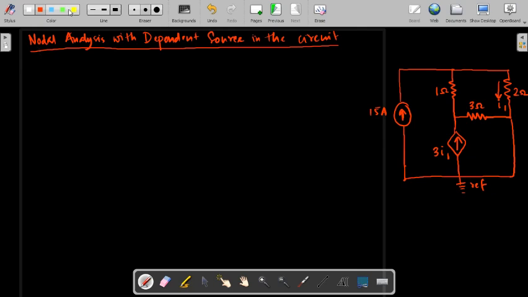By nodal analysis, what do we try to get? We try to find out the node voltages. So what we will do is first recognize, or label, the nodes by their node voltages, according to the procedure. Can anyone say what the nodes are over here?